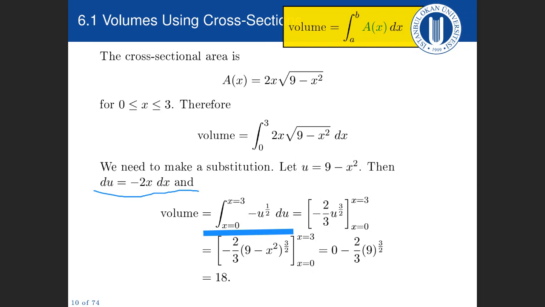Now I'm doing something a little bit different here. I'm keeping the limits of integration as limits with respect to x. So it's going to be the integral from x equals 0 to x equals 3 of minus u to the power of a half du. An antiderivative of u to the power of a half is 2/3 u to the power of 3 over 2. Substitute in 9 minus x squared. We want to calculate minus 2/3 times (9 minus x squared) to the power of 3 over 2 at x equals 3 and x equals 0. And when we do that, we get the answer 18.